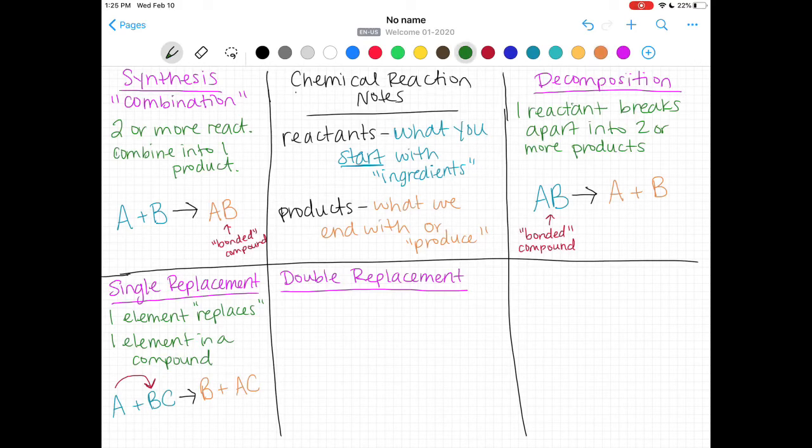With a double replacement reaction, instead of just having one element swapping, we're going to have two elements swapping. So we'll say two elements from different compounds, you can say either replace each other. Sometimes I just say swap places.